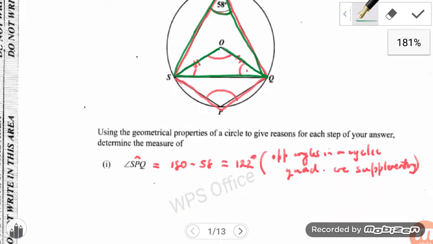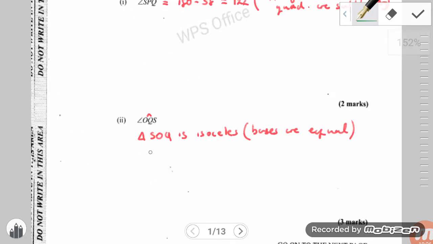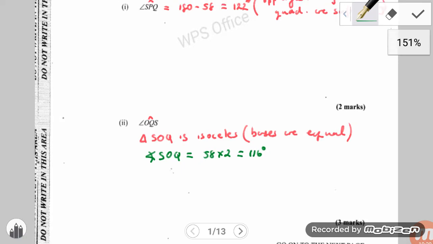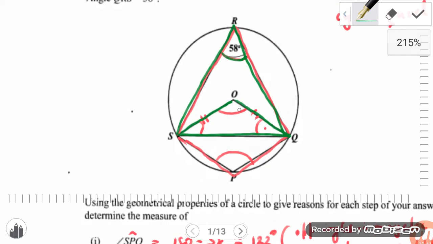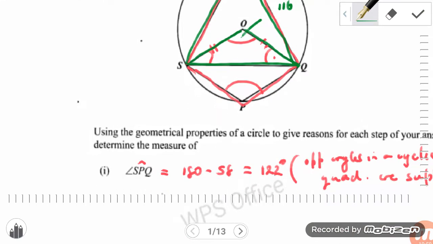So we can safely say, let's go down here, guys, that angle SOQ is equal to 58 degrees times 2, and that's equal to 116. So this angle at the center here is 116 degrees. With that information, we are able to find either of these angles here, and we are interested in only this one. These two angles are equal, and they are in the triangle SOQ.